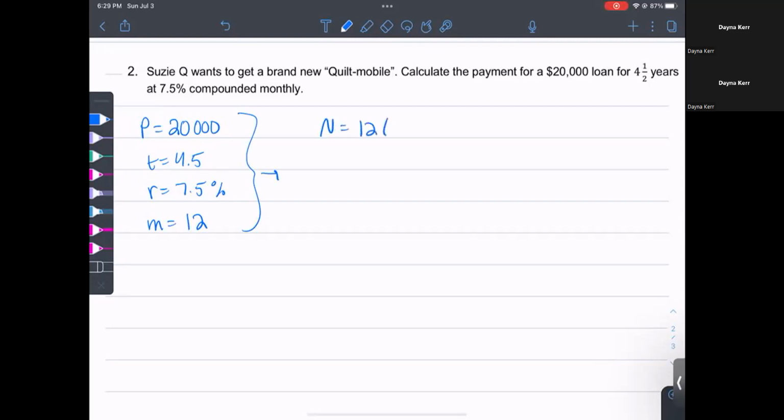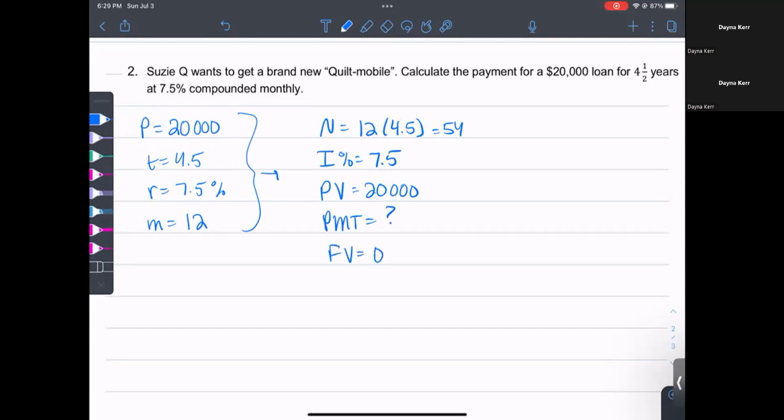For N, we do M times T, so 12 times 4.5. For I percent, we just put 7.5, no conversion. For PV, we'll put 20,000. PMT is what we're solving for, so don't worry about that, just leave it at 0. FV is 0. PY is 12. CY is 12. And for payment, we're going to leave it set to end. So again, let me switch back to the calculator.